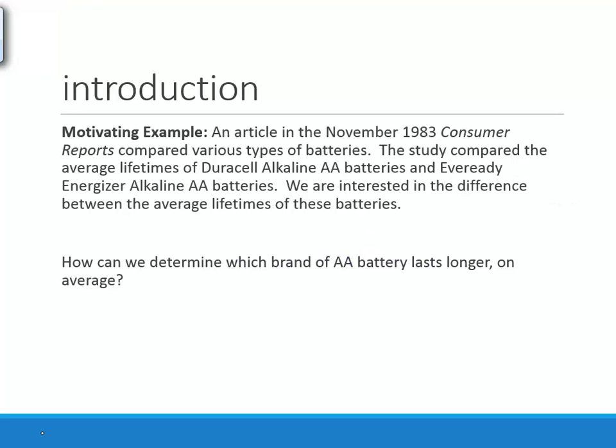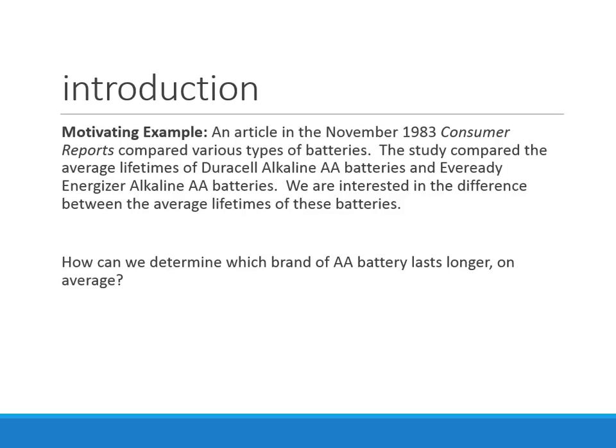Okay, so, motivating example here. This Consumer Reports article from a long time ago was comparing types of batteries, and the study compared the average lifetime for a Duracell AA battery and an Energizer AA battery. And again, you're comparing these things. What you might be interested in is which one lasts longer, so which one has the longer average lifetime.